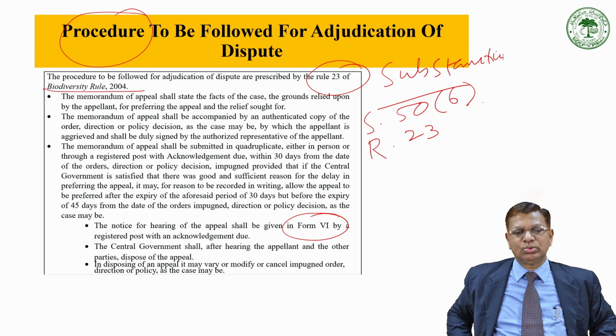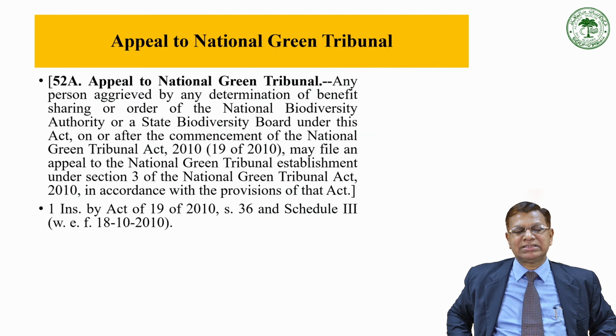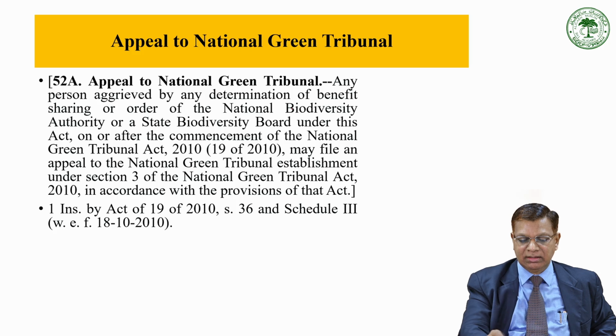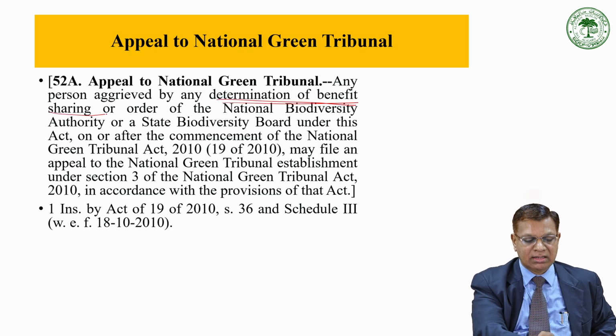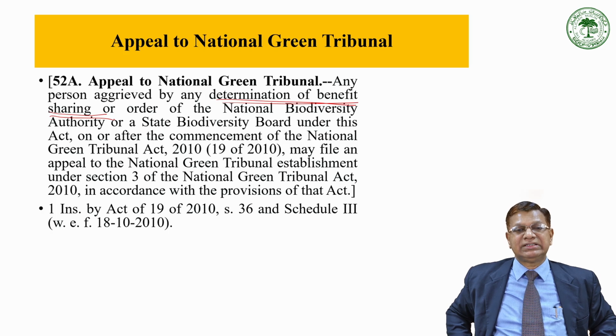dissatisfied with the relief and order by the National Biodiversity Authority, then the appellant, by way of natural justice, can file an appeal to the National Green Tribunal, and any person who appears to be aggrieved by the determination of the benefit sharing, because this is one of the most litigated areas: the royalty, the benefit sharing, the fee, the quantum of the benefit sharing, and how that benefit sharing is going to be distributed among the community.